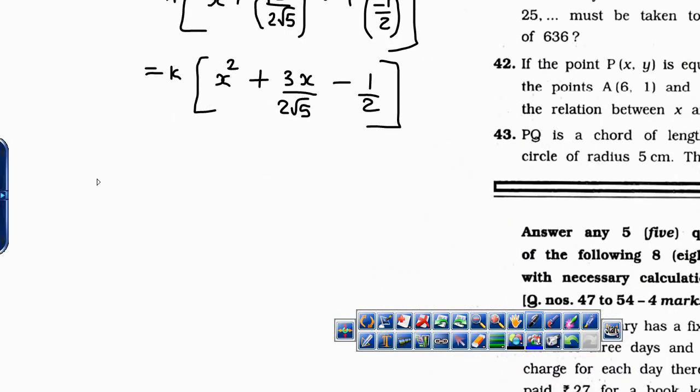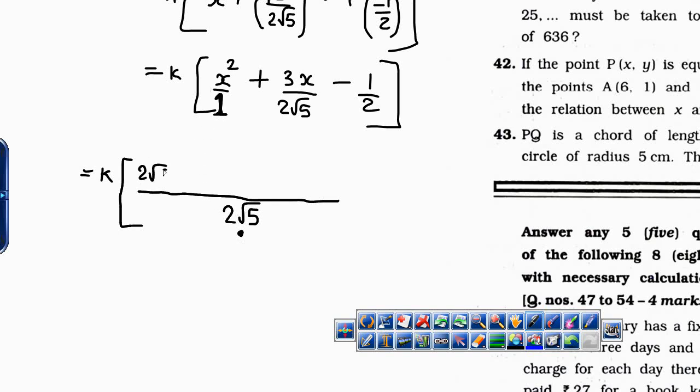Taking LCM is compulsory. Here the denominator is 1, so LCM is 2 root 5. Your job is to compare the denominators. This denominator is 1, whereas it should be 2 root 5. So what will you multiply? 2 root 5 on top: 2 root 5 x square plus 3x, no change, minus this 2, which is 2 root 5, so root 5 is missing, multiply root 5 on top.